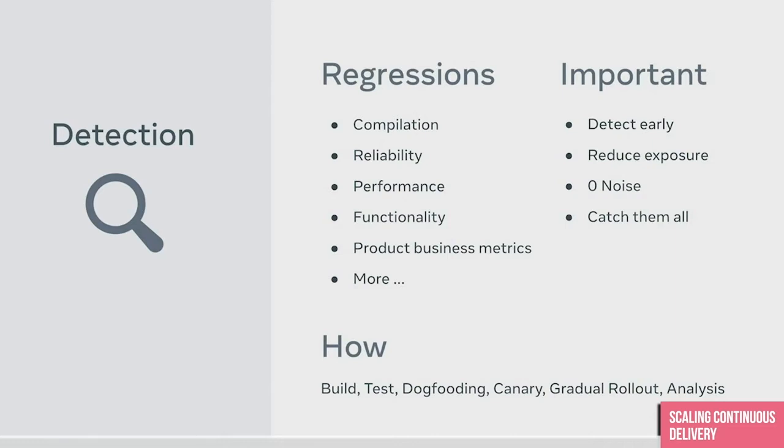Zero noise. We should make sure that we are not creating any false positive signals. If we say something is a regression, but it's not, it affects the developer experience, and it's basically difficult to automate the release process. And this is obvious: we should detect all regressions before we ship to prod, and we should catch them all. What are the techniques to detect? This can be part of the build, test, dogfooding, canary, gradual rollout, and analysis. We're going to deep dive into the canary analysis. Those are interesting parts, and we use all of them as part of the Lite release process, but the canary analysis we want to deep dive into a bit more.